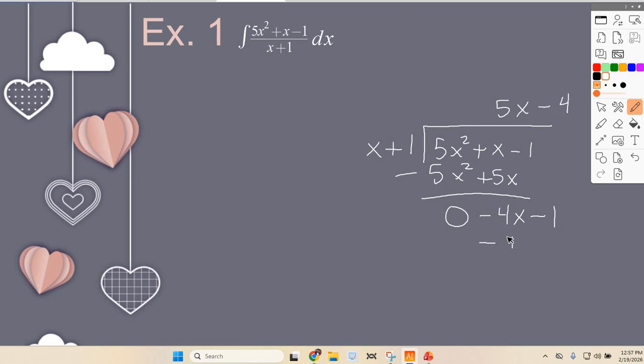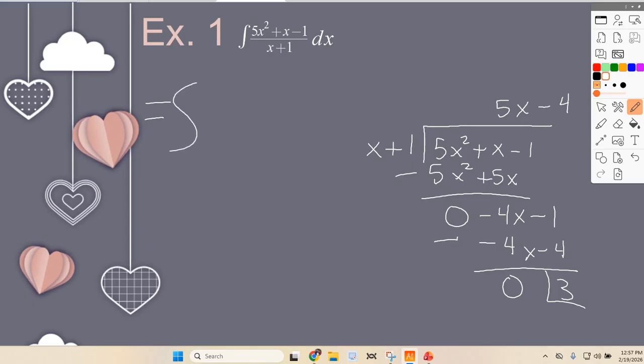So I get negative 4x minus 4. Again, I'm subtracting, so I get 0. And then what do I get for my remainder? Positive 3. Be careful there, because you are subtracting a negative, so that flips it to be positive. Okay.